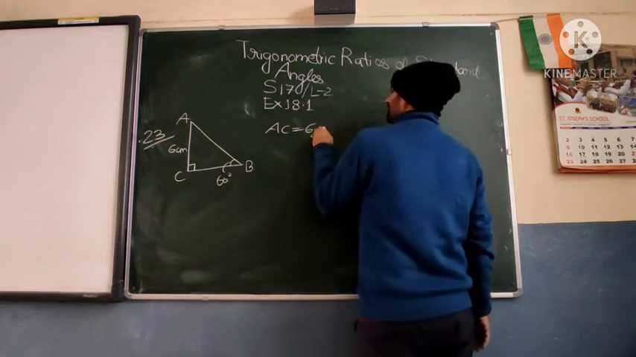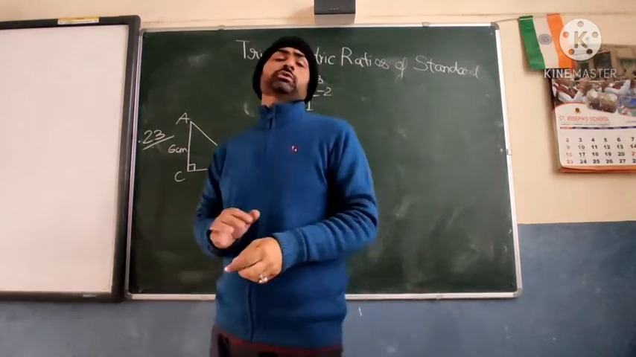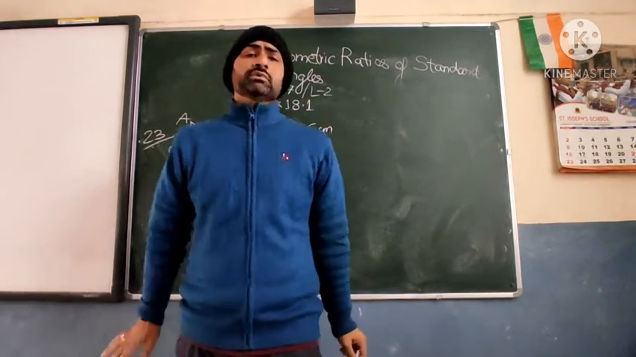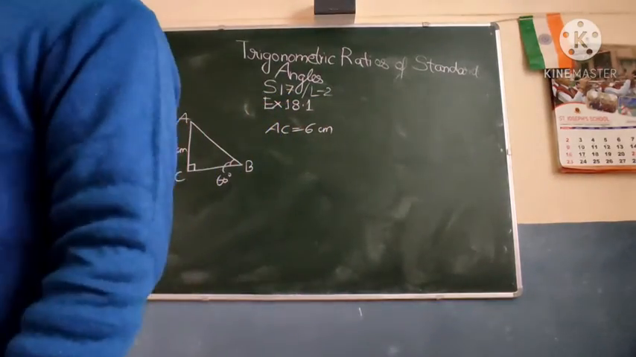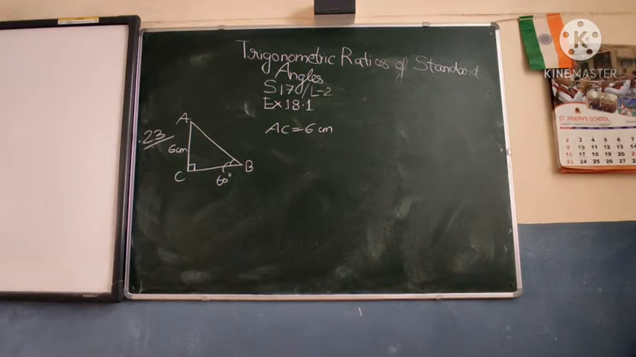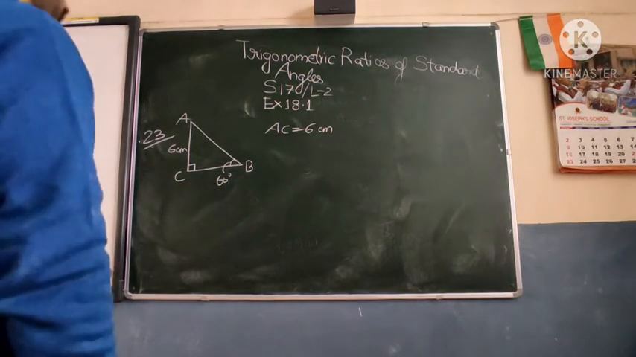AC is 6 centimeter. And see, for question number 22, you need to draw the diagram. Without the diagram, it is not possible to do it. It can be a good question for 4 marks. Go for it. Easy it is. And I told you how to proceed further in this question. Now question number 23 for you.